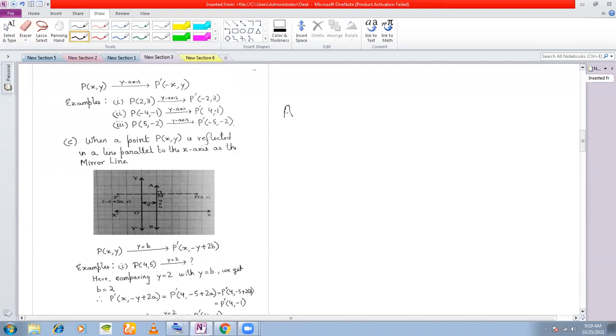any straight line that is parallel to the x-axis is of the form y is equal to b.